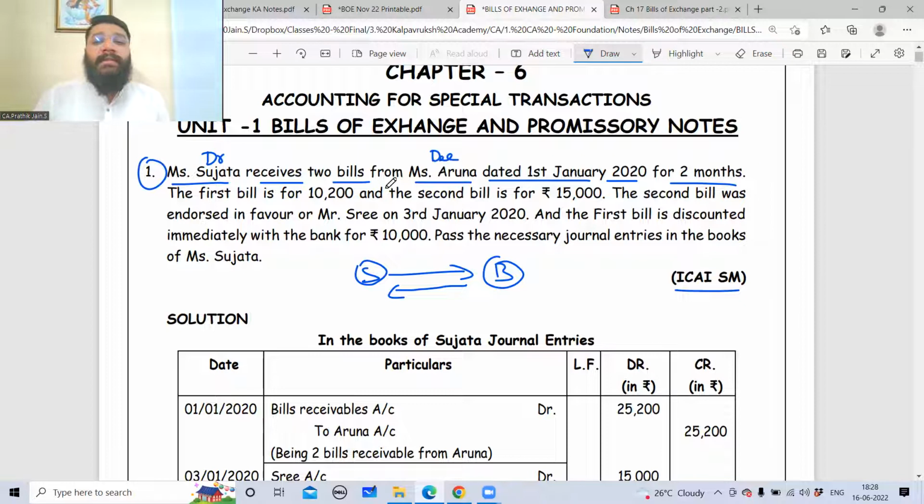So the term of the bill is 2 months. Since the term of the bill is clearly not mentioned, whether it is after date or after sight, it is always after date.